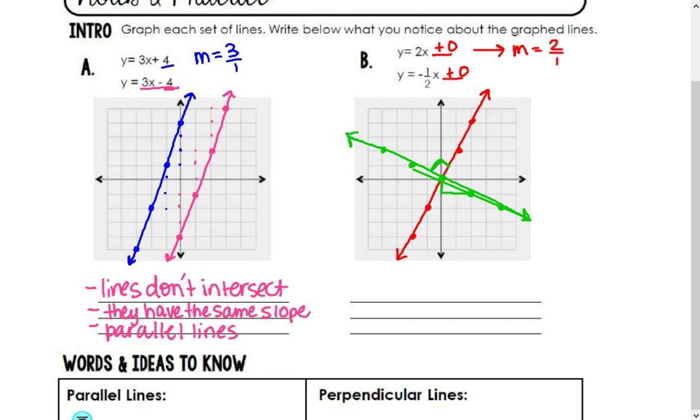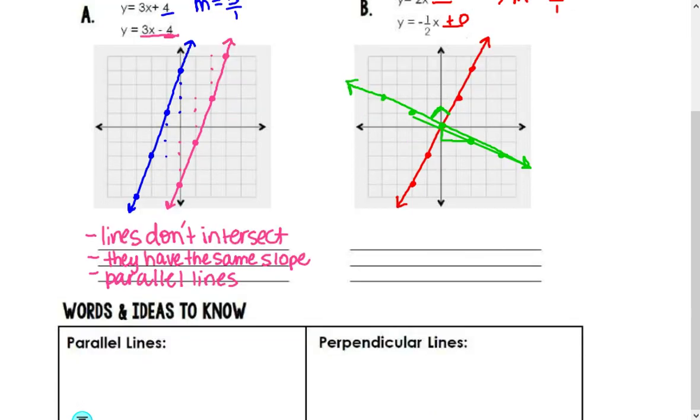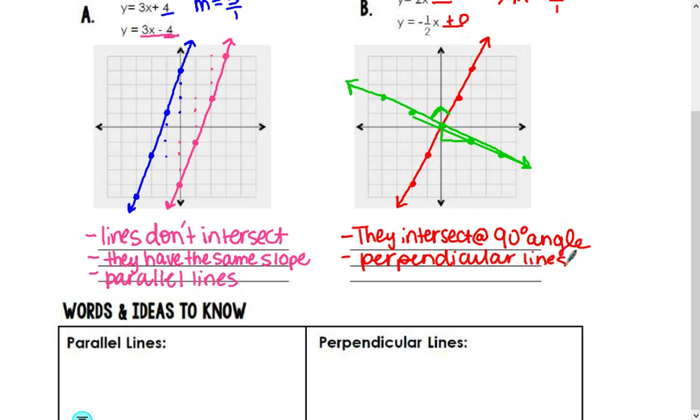All right, so let's take some notes down here. What do we notice? Well, I notice that they intersect at a 90-degree angle. These are what we call perpendicular lines. Kind of a big word, perpendicular. Sometimes I'll abbreviate that and call it perp. Okay, so there is that stuff.